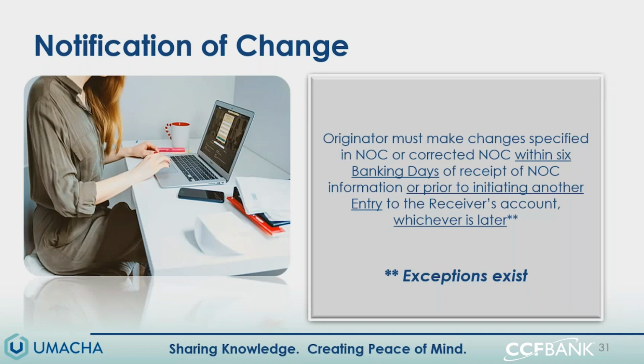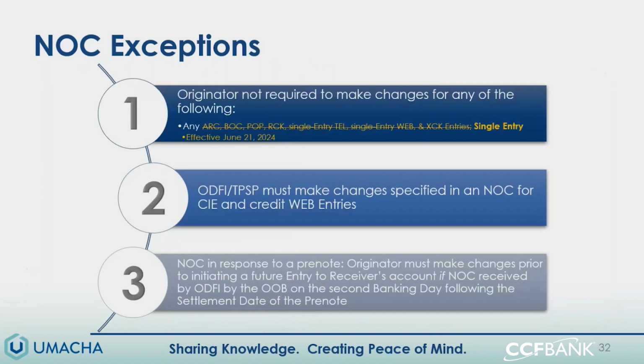There are some exceptions. We'll talk about that in a moment. But essentially, if we're talking about monthly billing, we're only sending these entries once a month, then we're likely going to just make the change before we send the next entry. If they're weekly entries, though, that's where that 6 banking days might come in. Maybe we don't have time to make it before the next entry, but before the one after that, we would definitely be able to get those changes made. So there are some exceptions, as I mentioned.